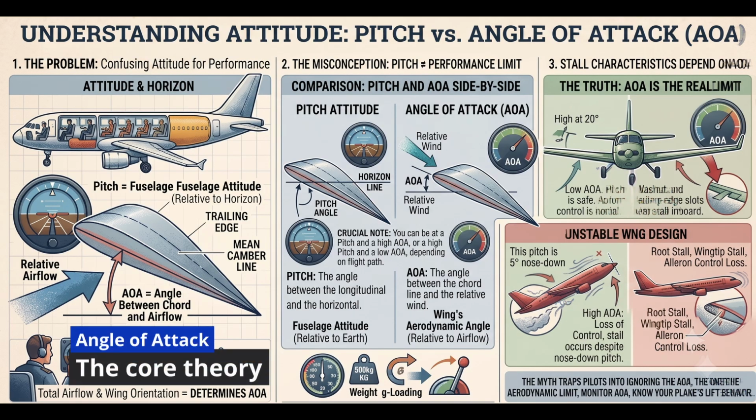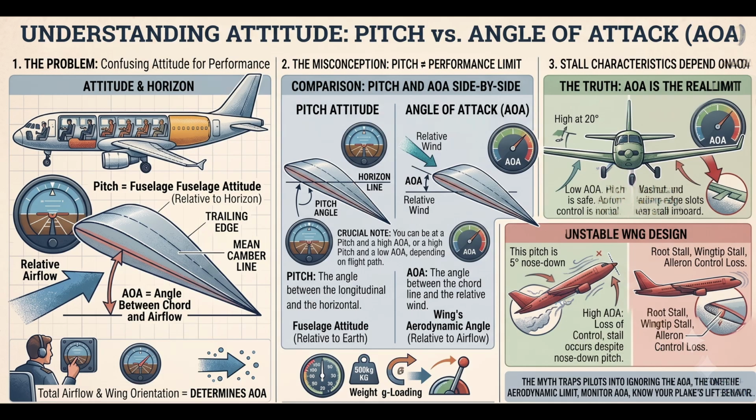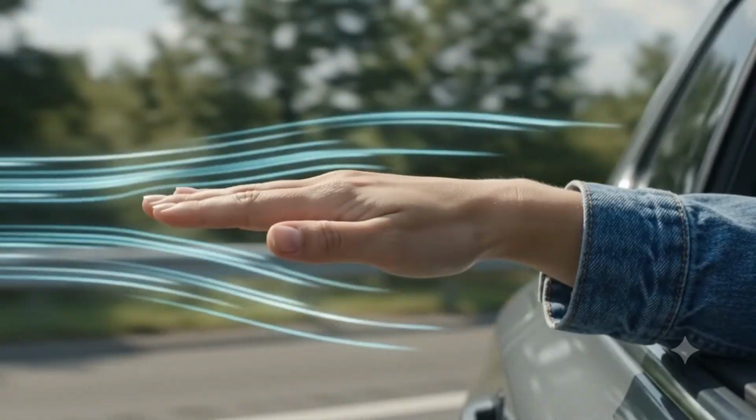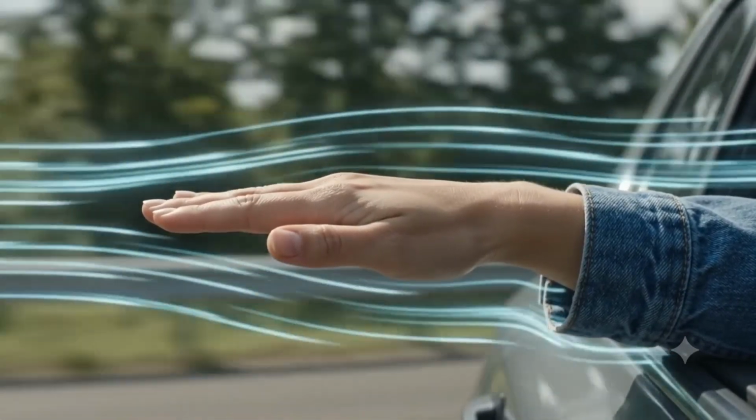Let's bust the biggest myth right out of the gate. Pitch is simply where your nose points relative to the horizon. Angle of attack, or AOA, is the angle at which your wing is slicing through the actual airflow. If you want a super simple way to picture this, imagine you are a passenger in a car driving down the highway and you stick your hand out the window flat like a wing.